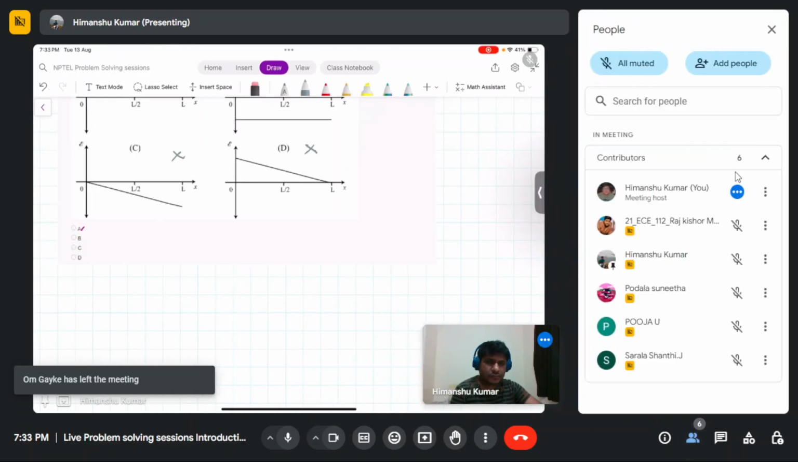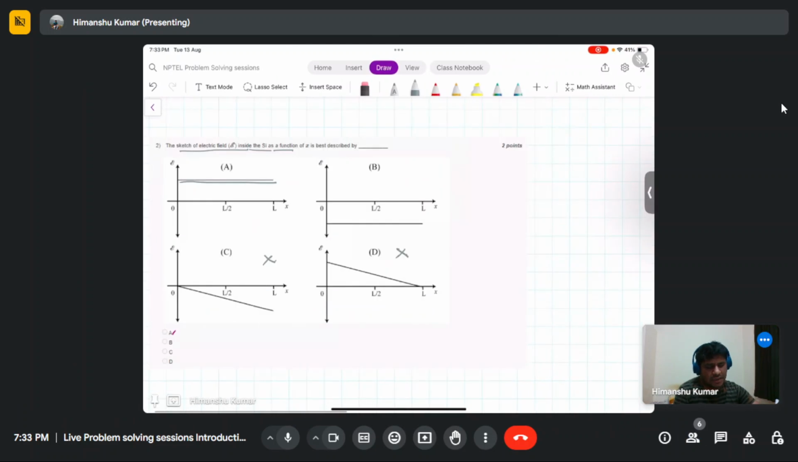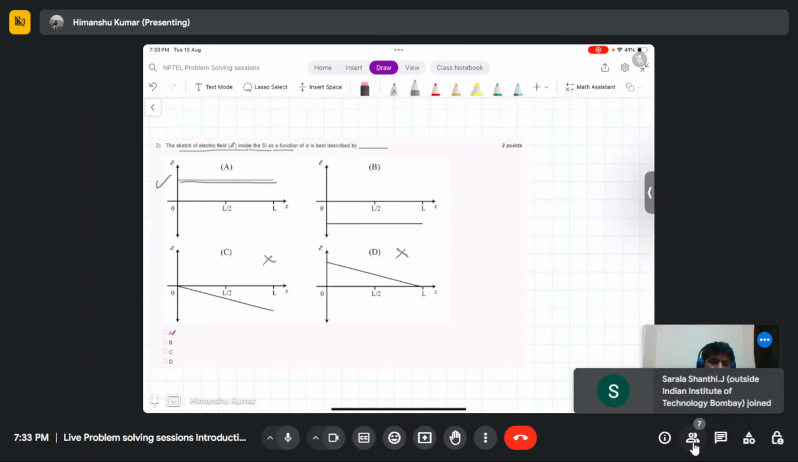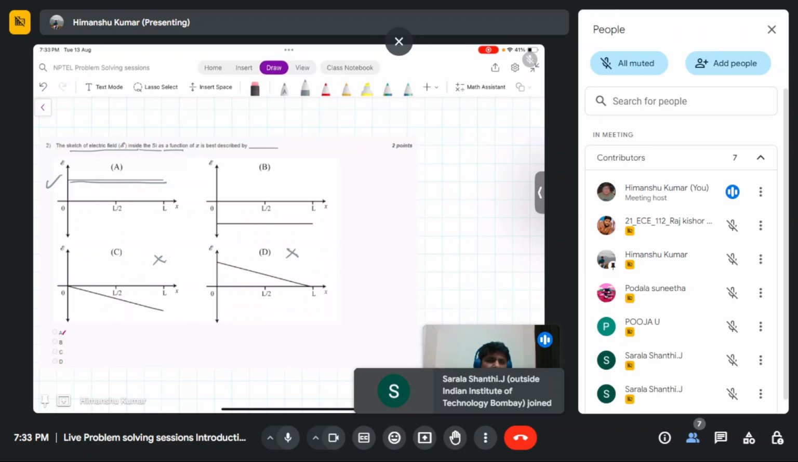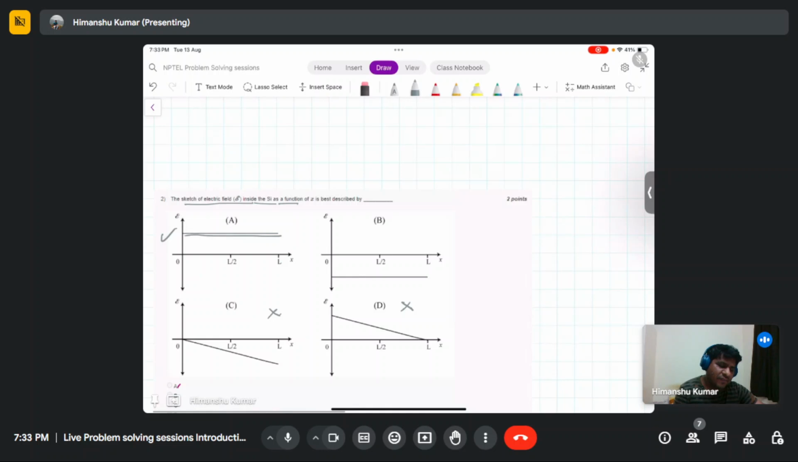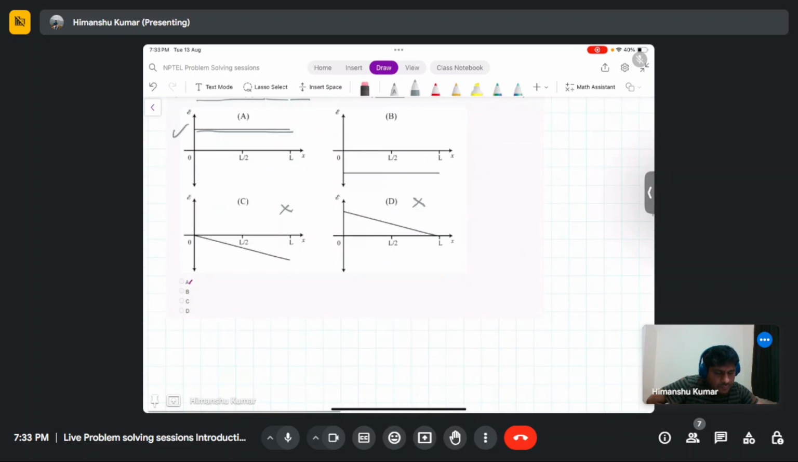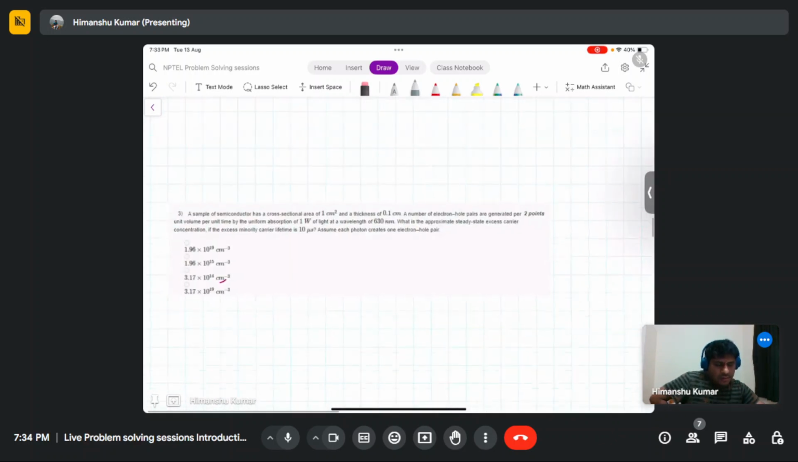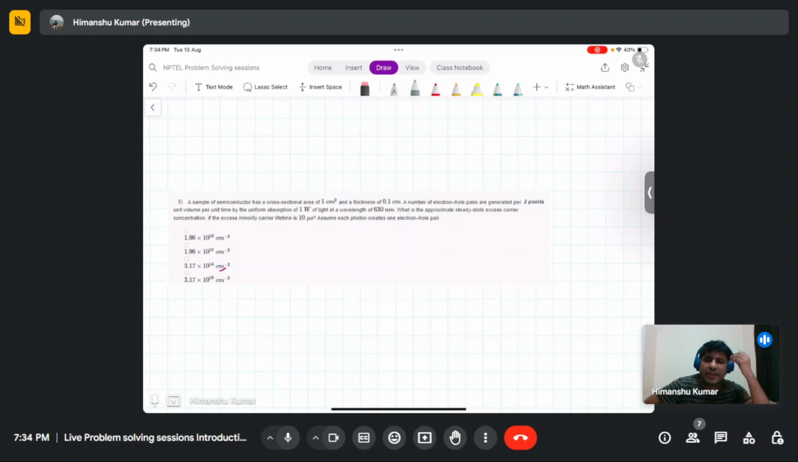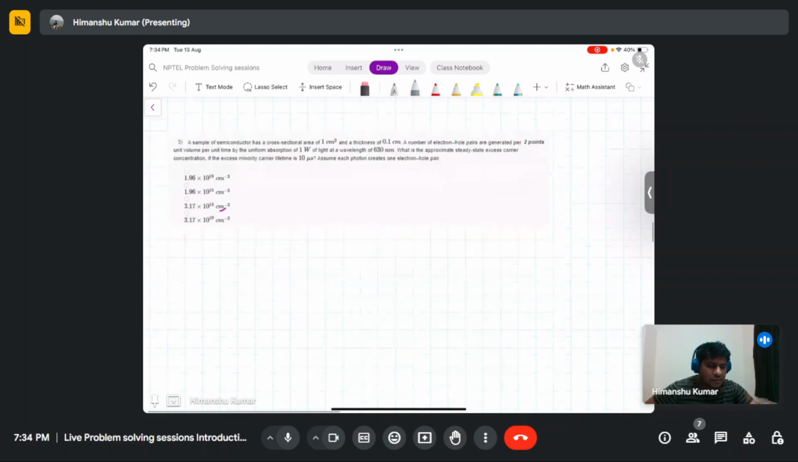So the correct option is the first one, where your electric field remains flat in this region. So if you have any doubt, I'll pause for some time, and let's just move ahead. Okay, so let's move to the next problem.